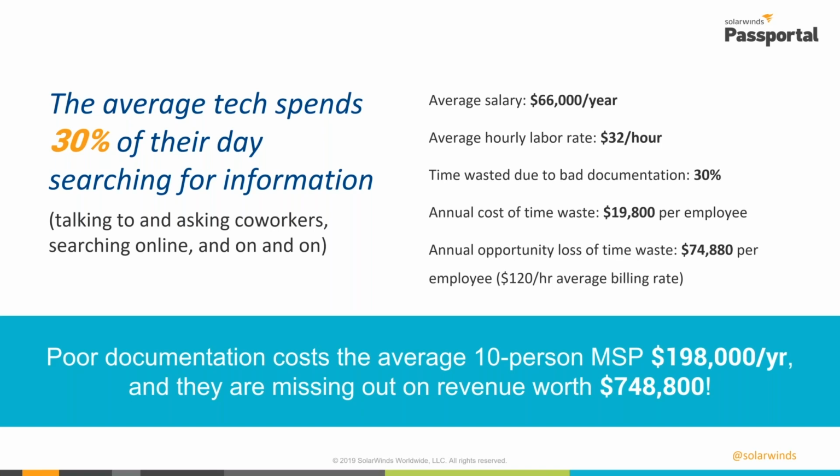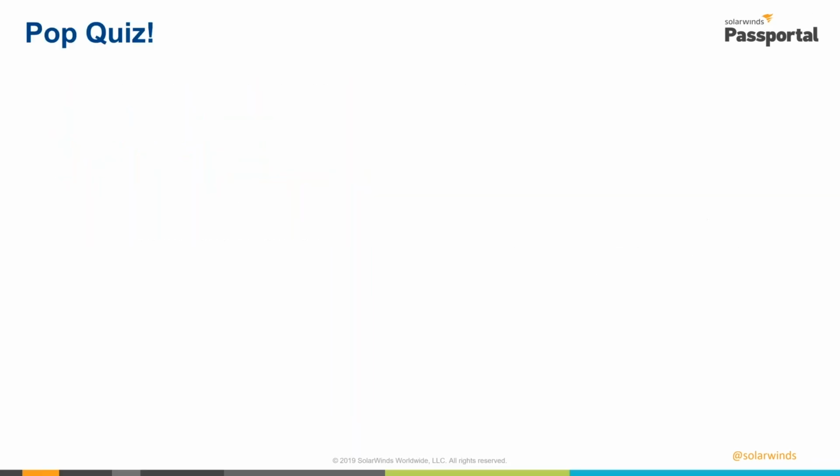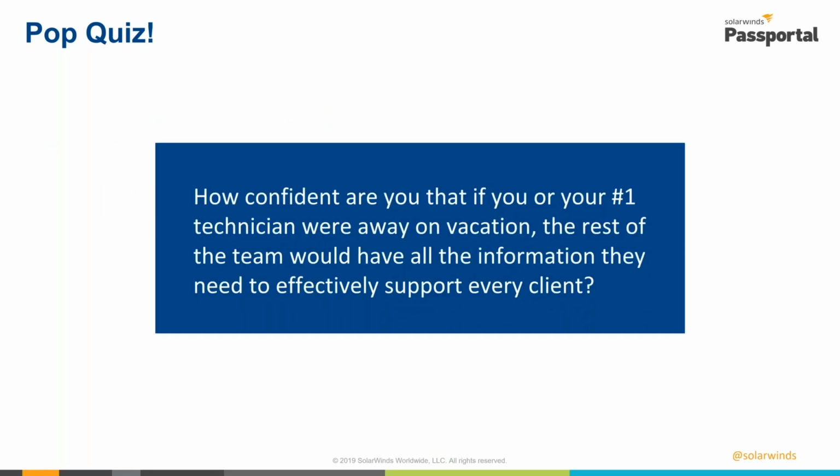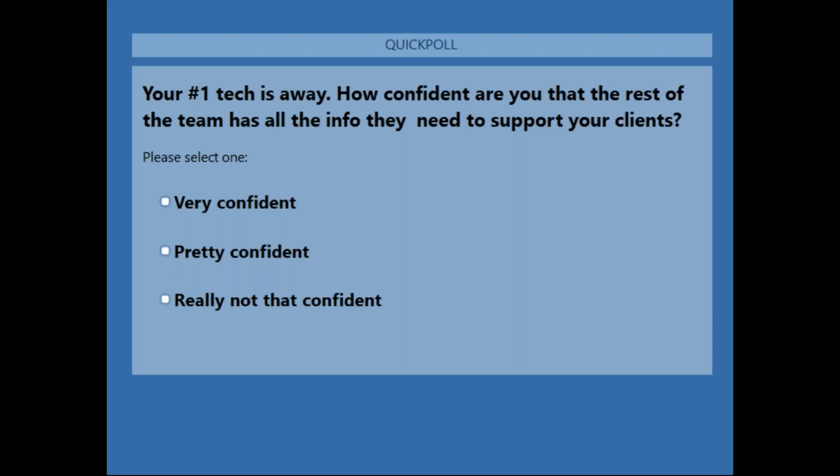So let's get a little bit of a sense from the audience here. How are you doing on this? How confident do you feel that if your number one tech is out on vacation, the rest of the team has everything they need to support your clients? And just really be effective in supporting them and not having to search everywhere or relearn everything when they're trying to get work done.